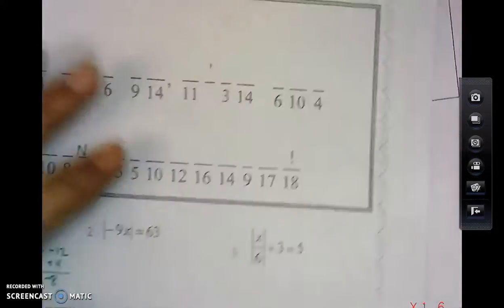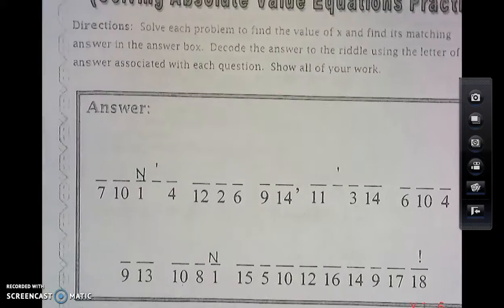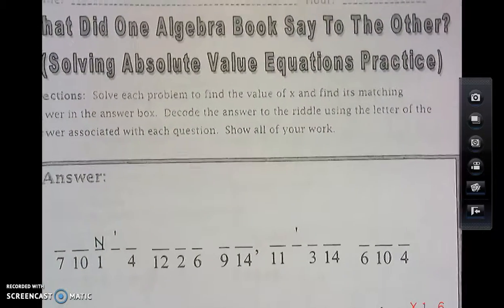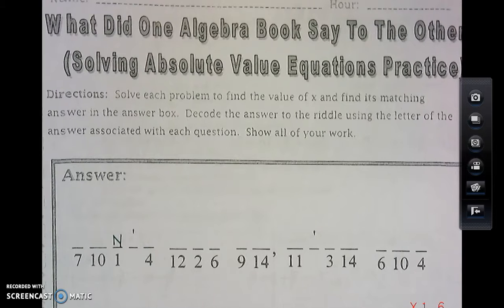So your riddle is, what did one algebra book say to the other? I know you guys love these riddles. All right, go ahead and get to work.